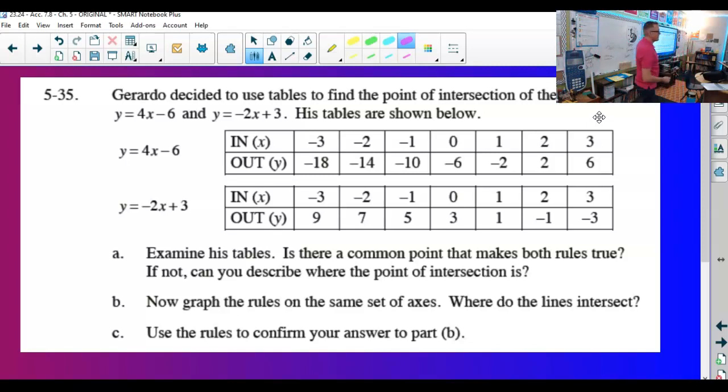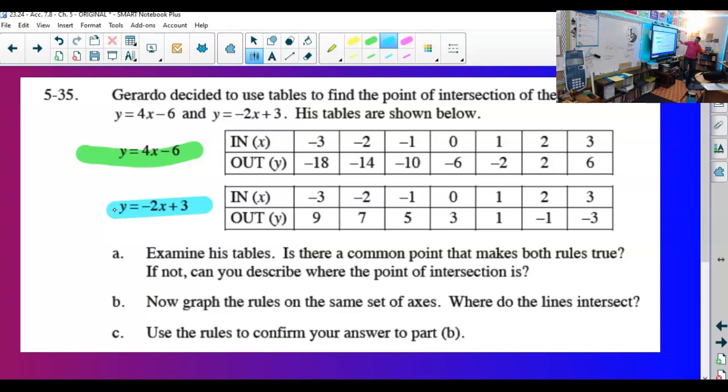After we solve the intersection of these equations. Mr. Hudson, we have 4x minus 6 is equal to y, and negative 2x plus 3 is equal to y. But if they're both equal to y, then they're equal to each other. So, guys, I could use tables, like we talked about.